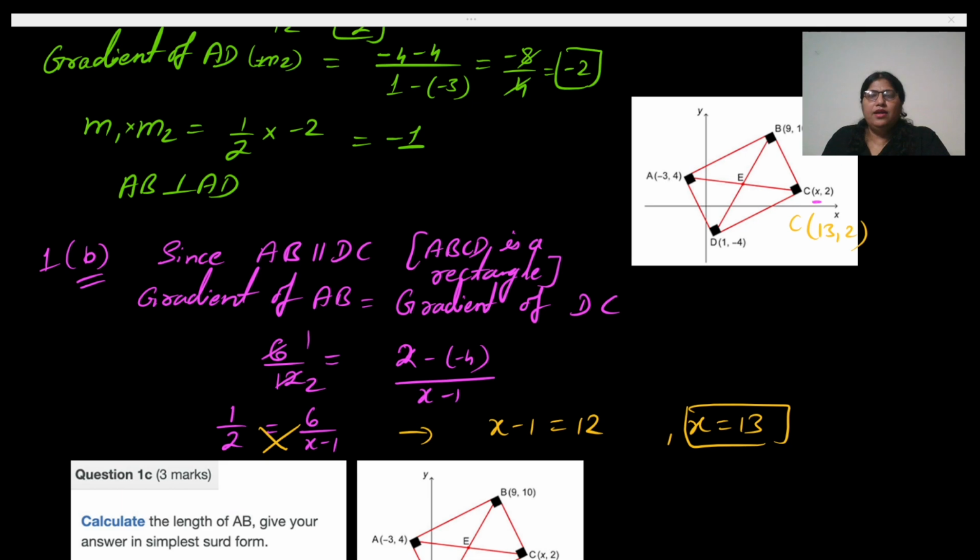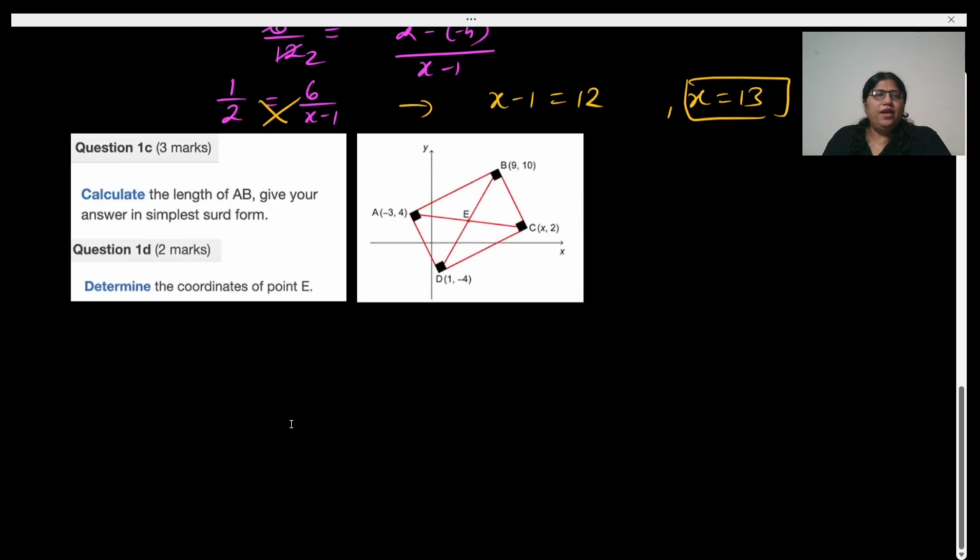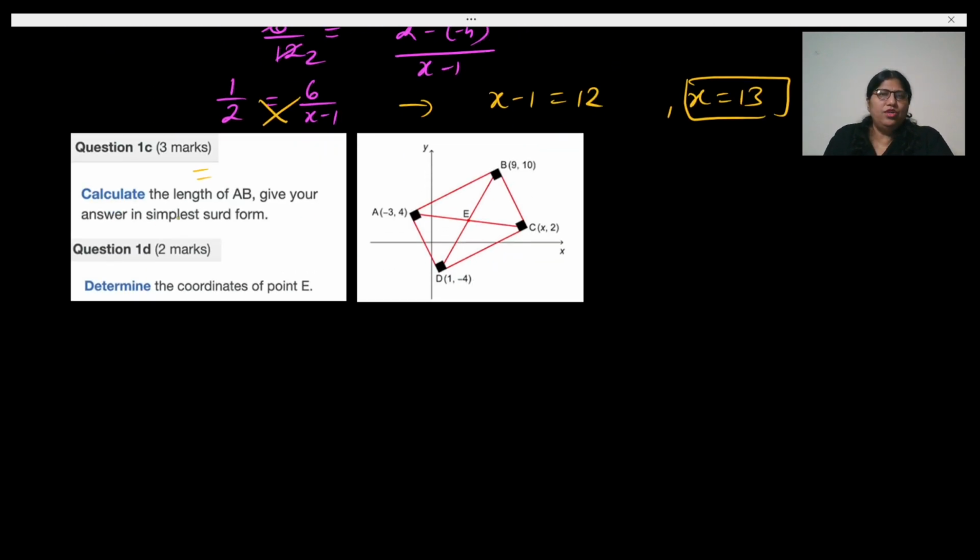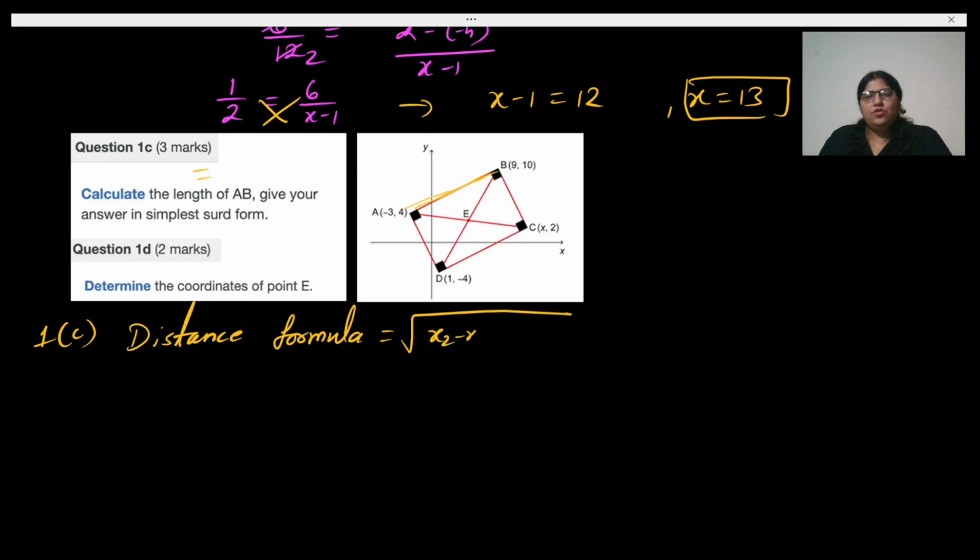That's your second part. Now what is given in the third part? It's a 3-marker question, 1C. Calculate the length of AB. Whenever you need to find the length between 2 points, you will use the distance formula when the coordinates are given. First, mention the distance formula: x2 minus x1 whole square plus y2 minus y1 whole square.